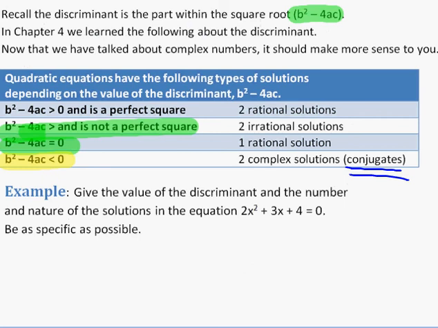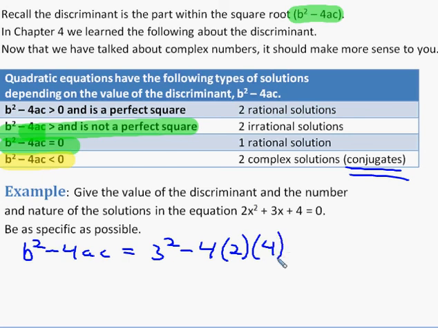Here's an example. Give the value of the discriminant and the number and nature of the solutions of this equation right here. Be as specific as possible. So it doesn't ask us to solve it. We just need to use the discriminant. So we have b squared minus 4 times a times c. b in this case is 3, so 3 squared minus 4 times a, which is 2, times c, which is 4. This is 9 minus 32. 9 minus 32 is negative 23.